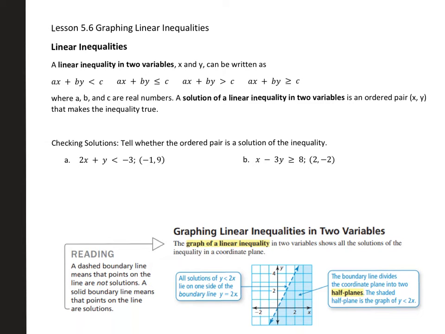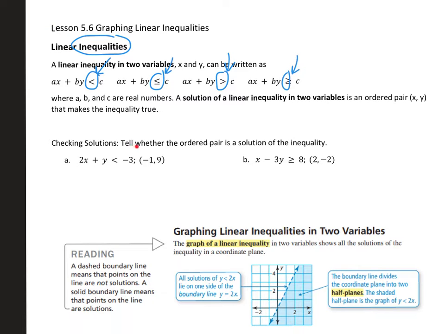A linear equation has two variables, x and y, and also has an equals sign. But a linear inequality has these inequality symbols. So I'm going to read them. This one's less than or equal to, greater than or equal to. All of these are written in standard form, where you have ax and by and c. A solution of a linear inequality in two variables is an ordered pair that makes the inequality true.